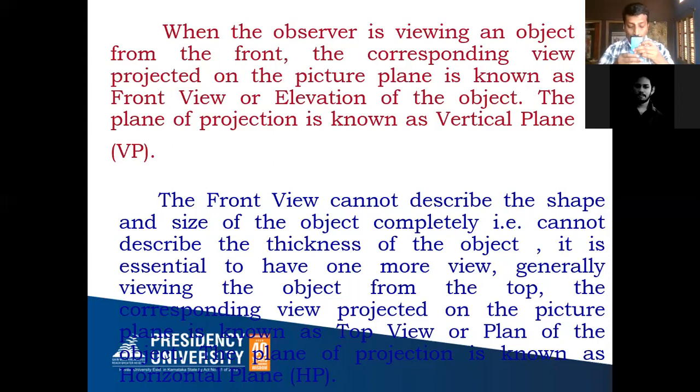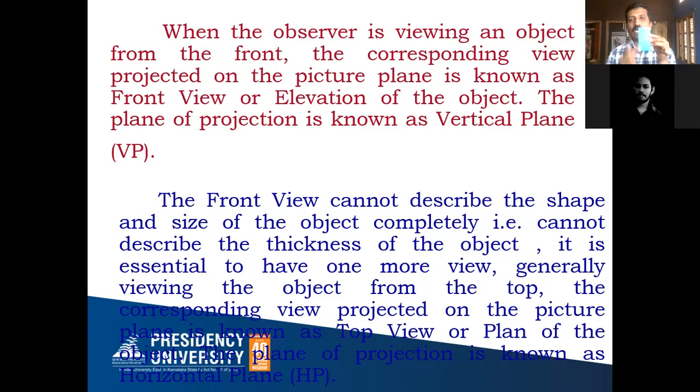The plane on which you project the top view is called the horizontal plane. This is also a hint: always the top view you draw on the HP only, and on the vertical plane you will get the front view. So we have discussed the different views and two principal planes. For this square prism, front view and top view are sufficient.